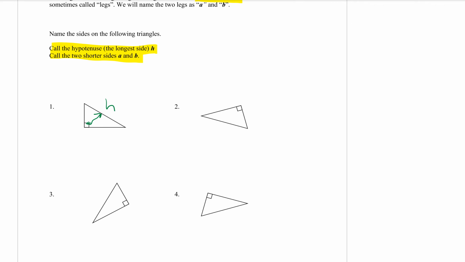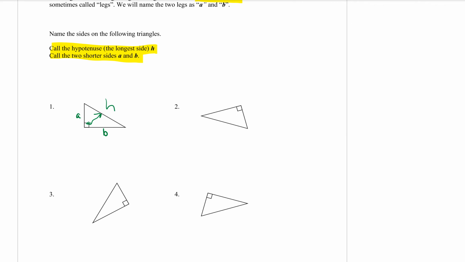The two shorter sides are the ones that are on either side of that right angle. One of them is going to be A and one of them is going to be B. It actually doesn't matter which one is which. If you label them the other way around, yes, write this on, if you label them the other way around, it is still correct. The hypotenuse, though, has to be the one across from the right angle.